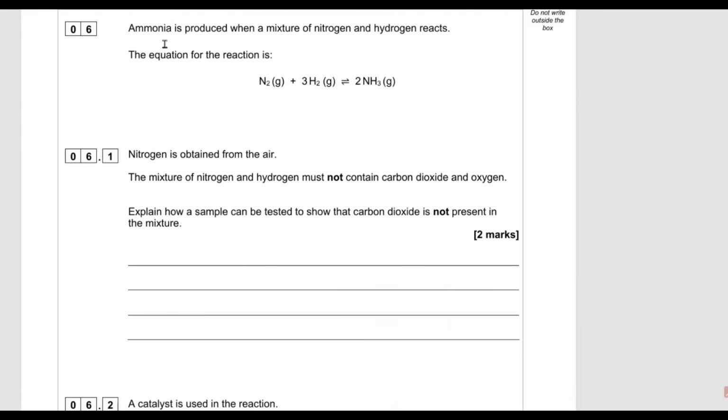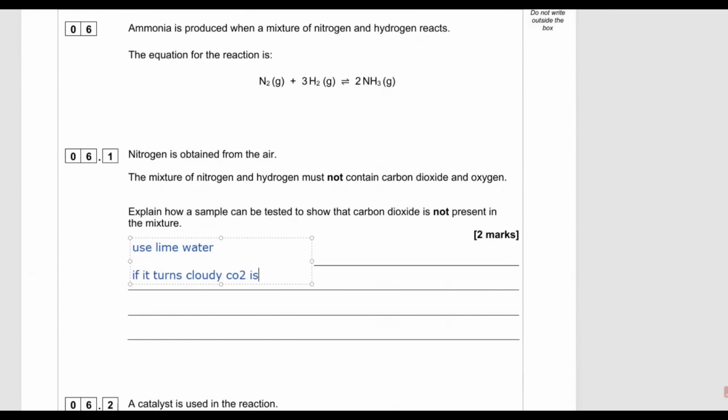Anyway, ammonia is produced when a mixture of nitrogen and hydrogen reacts. The equation for the reaction is N2 gaseous plus 3 H2 gaseous makes 2 NH3 gaseous. Nitrogen is obtained from the air. The mixture of nitrogen and hydrogen must not contain carbon dioxide and oxygen. Explain how a sample can be tested to show CO2 is not present.